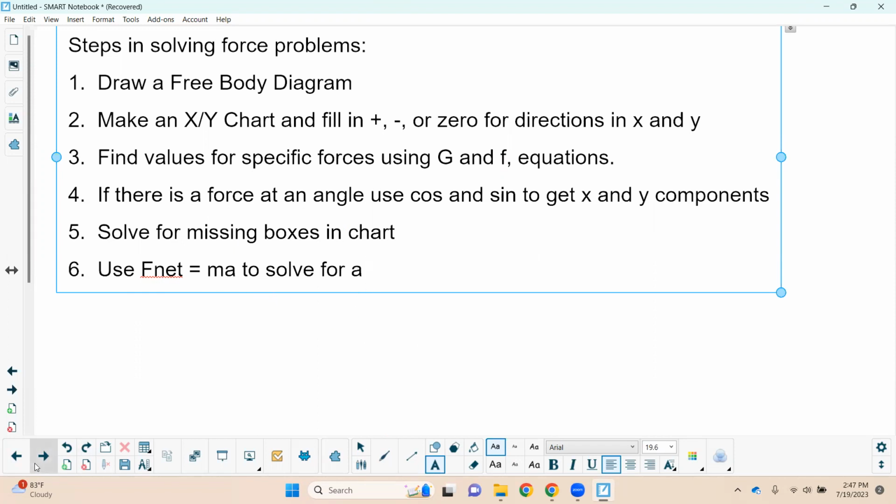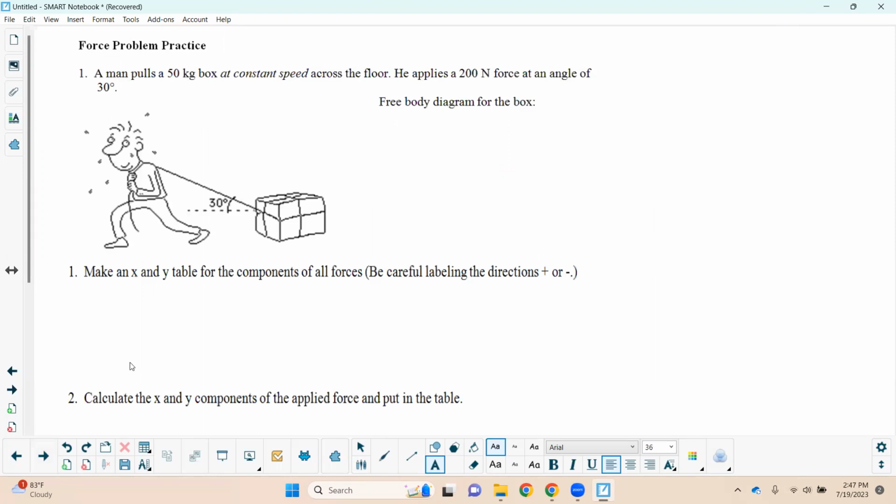So that's the procedure. We'll get into force problem practice 1 and 2 on the next video, and then 3 and 4 in the last video for the week.